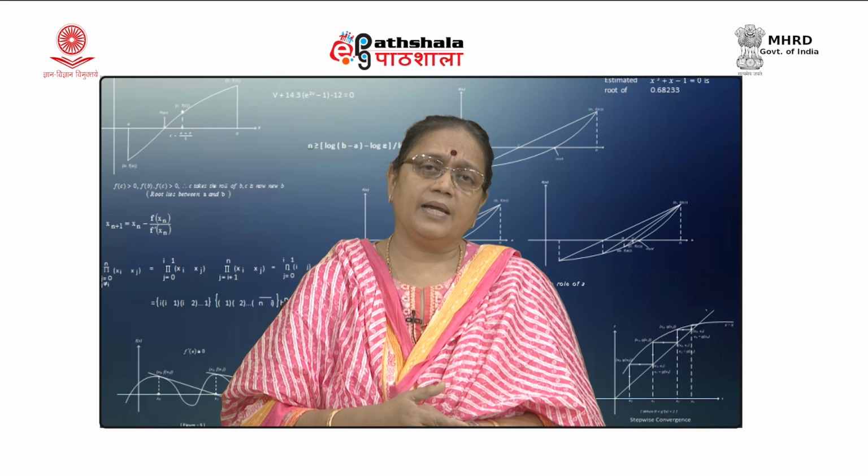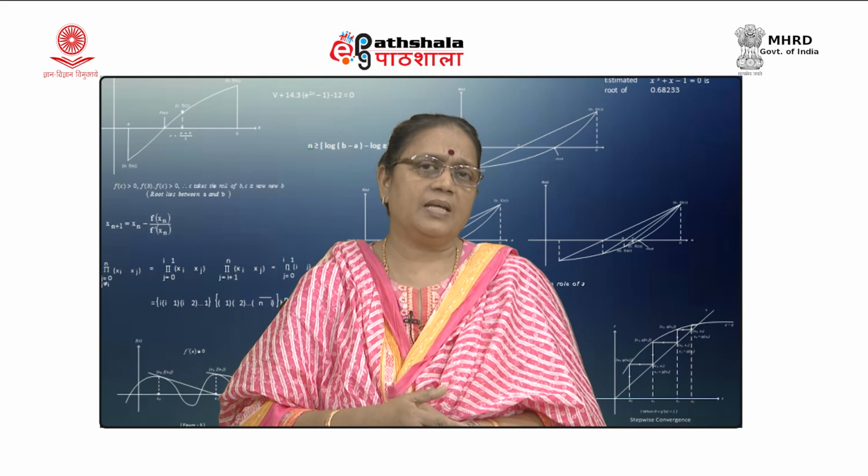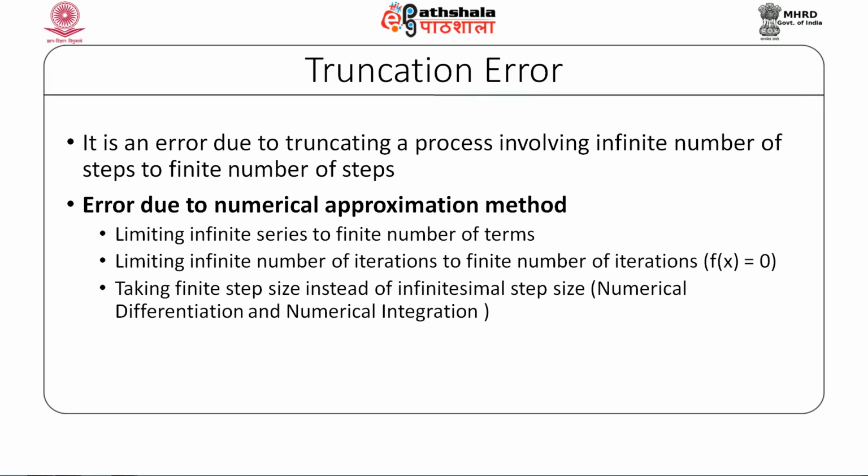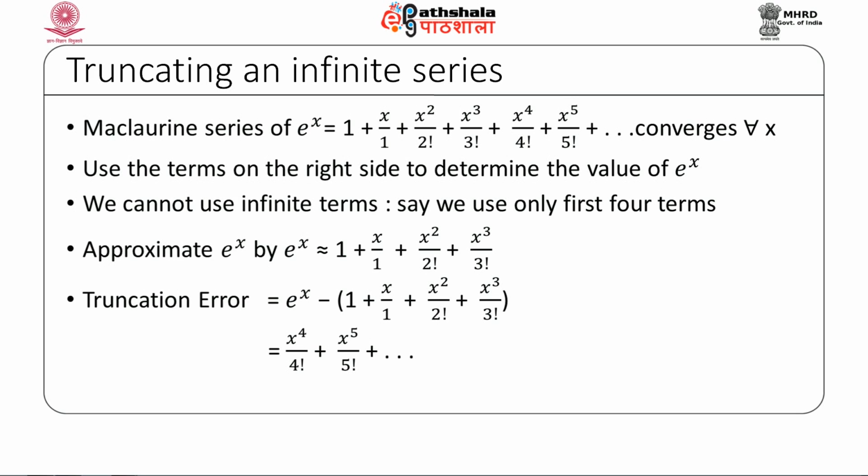Due to truncating the infinite process to a finite number of steps, the error which comes in is called truncation error. The most common example given is truncating an infinite series to a finite number of terms. Let us take this example first. The simplest example possible is e raised to x. We know the series of e raised to x is given by 1 plus x by 1 plus x square by 2 factorial plus x cube by 3 factorial and so on.